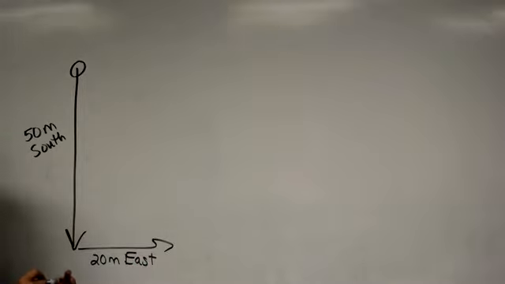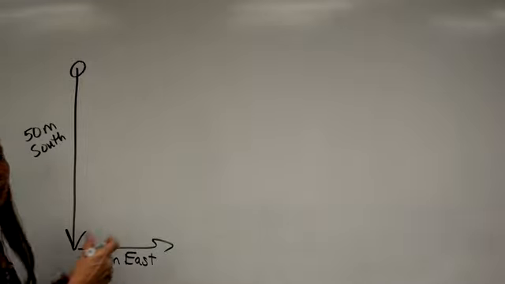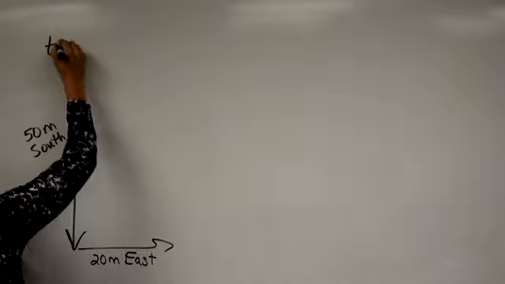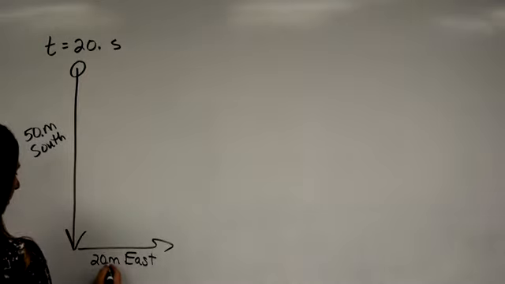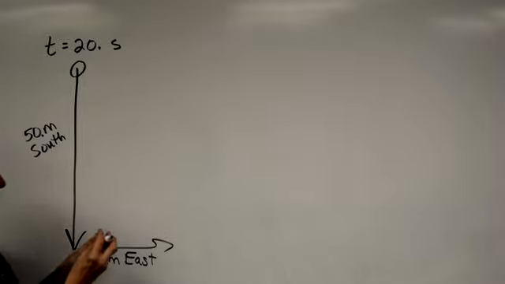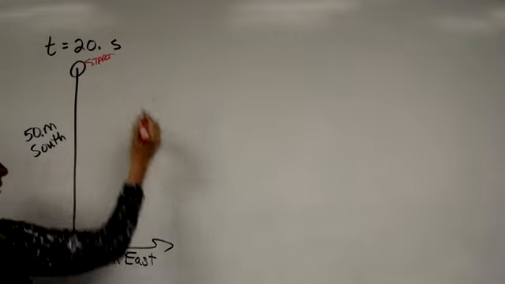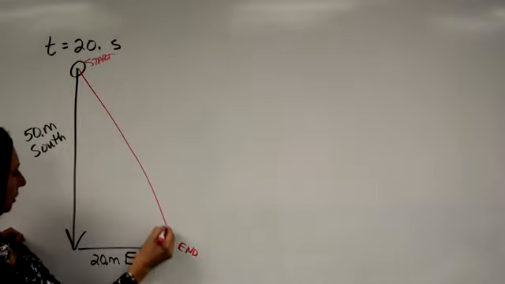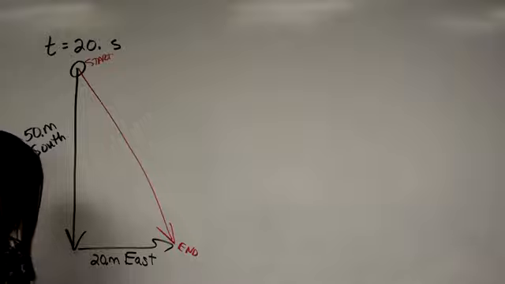We want to know, it takes him 20 seconds to do this. The time it takes him is 20 seconds. Now, his displacement is start, right? Here's where he started. Here's where he ended. So his displacement is start to end. That should be straight.